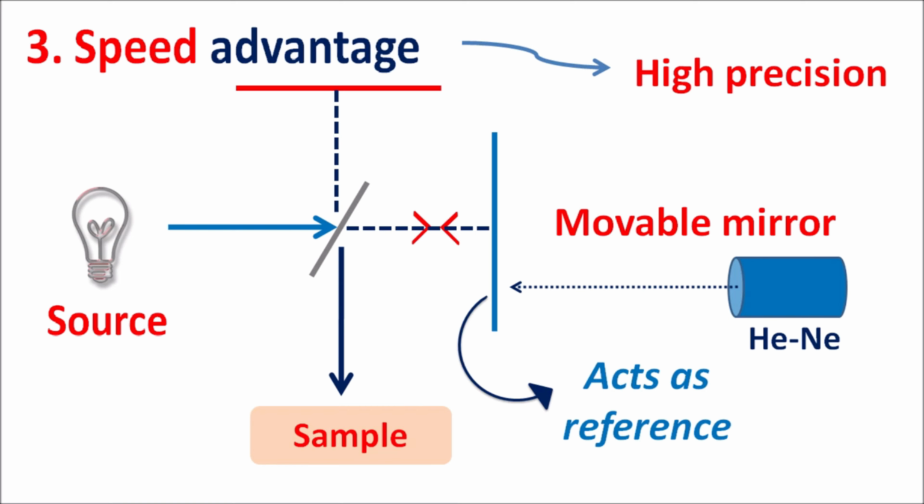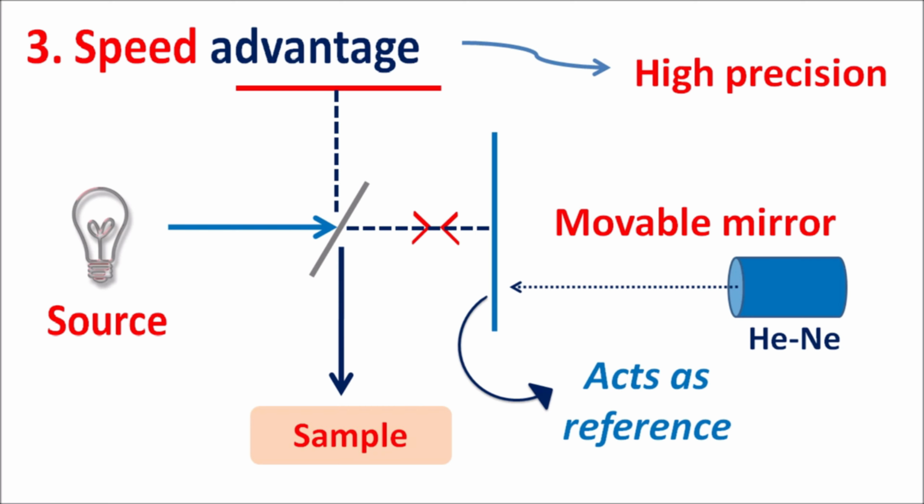First one is Fellgett's advantage, which is the multiplex advantage, where each point within the interferogram can produce a single scan of the entire spectrum. So by multiple scans, the signal to noise ratio is improved. The second advantage is Jacquinot's advantage, where a monochromator is not used in the FTIR. So energy loss is not observed, which again increases the signal to noise ratio. And the third one is the speed advantage, which also results in high precision.